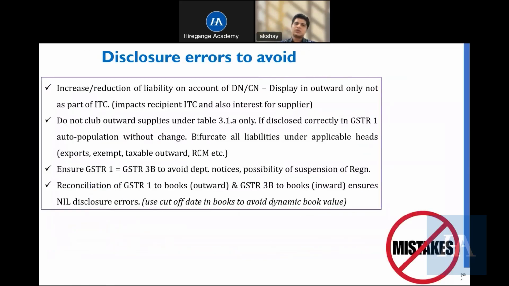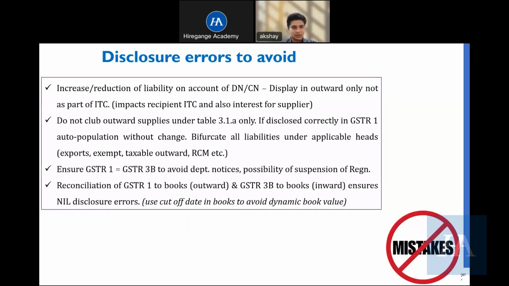So coming to some of the disclosures and errors which can be avoided, first and foremost is the increase and reduction of liability on account of debit notes and credit notes. Please ensure that it is disclosed only in the outward supplies and not forming part of ITC. Generally, what happens in these situations is there will be a mismatch between GSTR 1 and 3B. This could lead to a lot of issues for the taxpayers. There's a possibility of suspension of registration also.